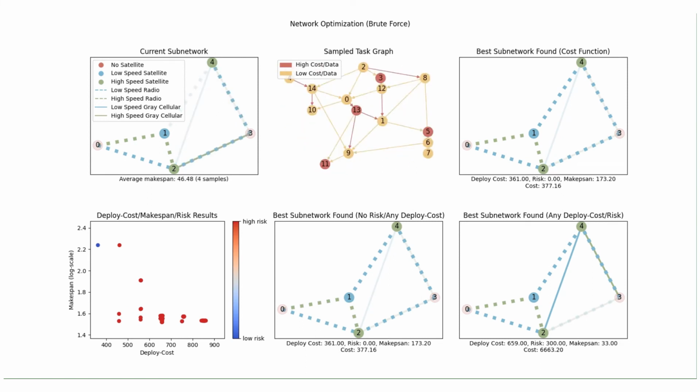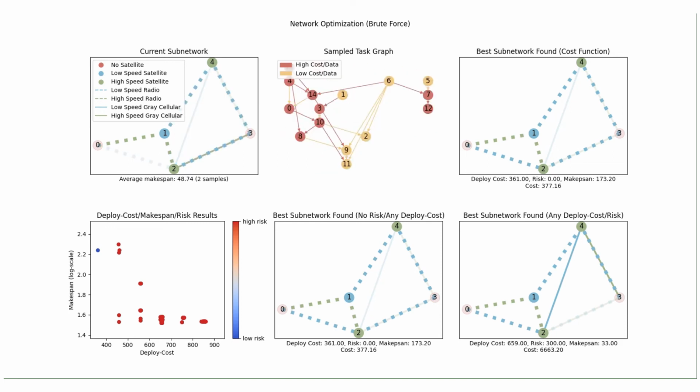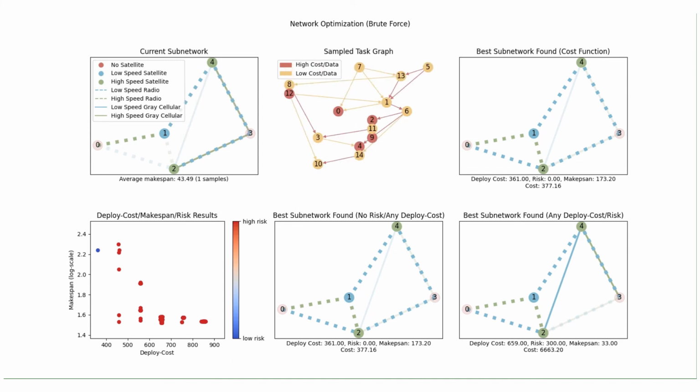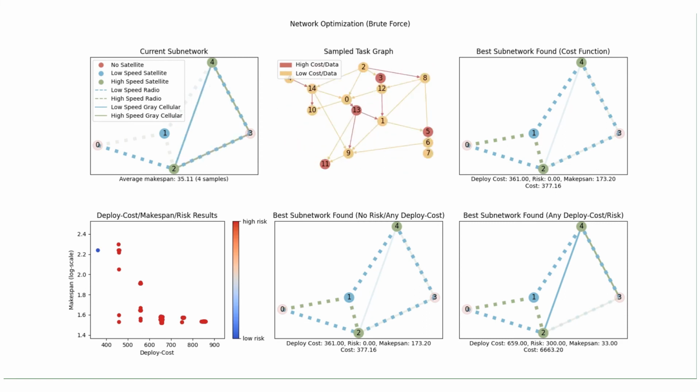Finally, to see the network synthesis in action, here's the output of our framework for the example problem. In the top 2 left panels are the current subnetwork and task being analyzed. For each subnetwork, the HEFT scheduler is used to compute the average makespan over all 5 tasks. These results are then plotted in the bottom left panel, and the best networks, according to different acceptable deploy cost and risk, are displayed in the remaining 3 panels.